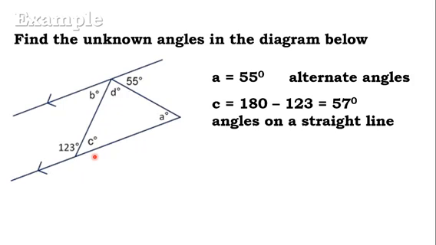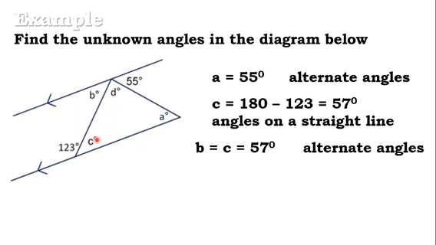And if we know the value of C, then obviously we know the value of B as well, because I can see a Z here. Can you see that? Coming from here down to this point, and then down here and then to the other side. So these are alternate angles as well. So the value of B and the value of C are equal. If C is 57 degrees, obviously B is also 57 degrees. Okay, so that leaves us with D.